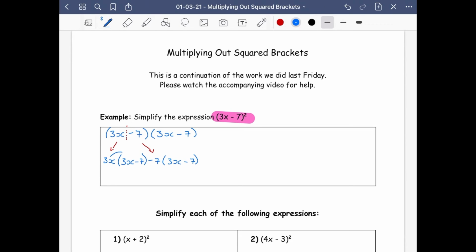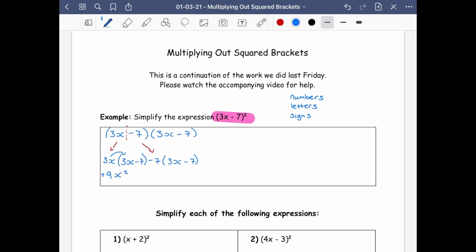So 3x multiplied by 3x. We want to multiply first of all the numbers. So 3 by 3 is 9. Then we want to multiply the letters. So x multiplied by x will be x squared. And then lastly we want to look at the signs. So that's positive 3x and a positive 3x, which makes positive 9x squared.